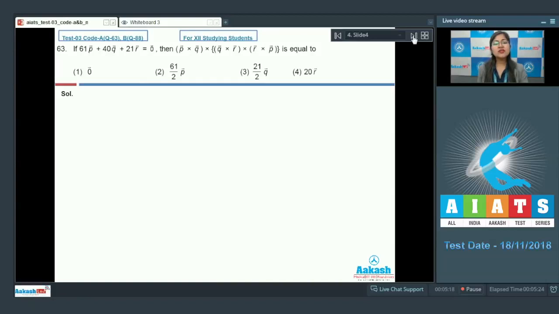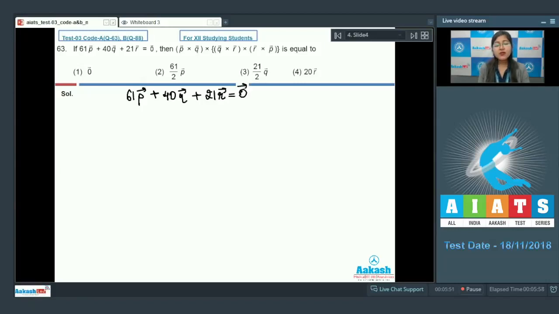Next is question number 63, which says that if 61 times p vector plus 40 times q vector plus 21 times r vector is equal to 0, then p vector cross q cross R cross P is equal to. So here it is given that 61 times P vector plus 40 times Q vector plus 21 into R vector is equal to 0 vector.